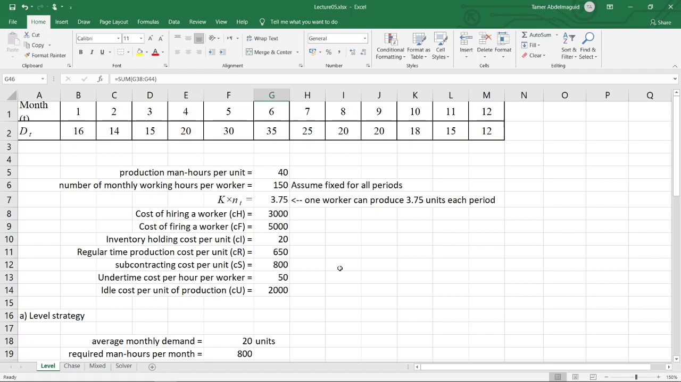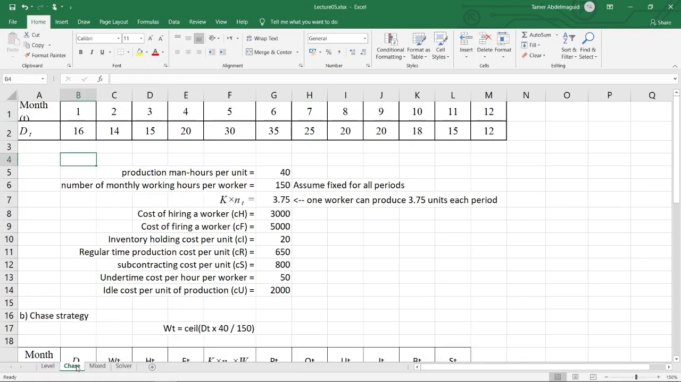Now let us have a look at how the chase strategy would attempt to solve this problem in a different approach. Okay, I have another Excel sheet here for the application of the chase strategy. It's basically the same problem data that we have presented.